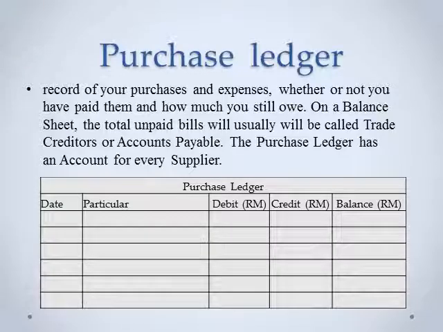Next is the purchase ledger, which is the record of your purchases and expenses, whether or not you have paid them or how much you still owe. On a balance sheet, the total unpaid bills will usually be called trade creditors or accounts payable. The purchase ledger has an account for every supplier, and this is the template for the purchase ledger.